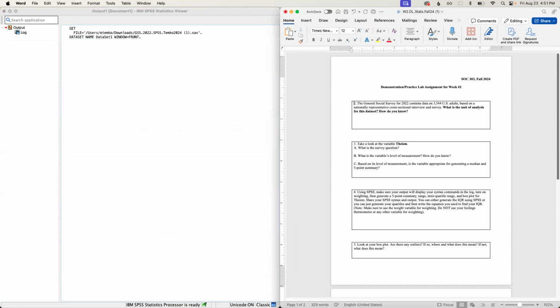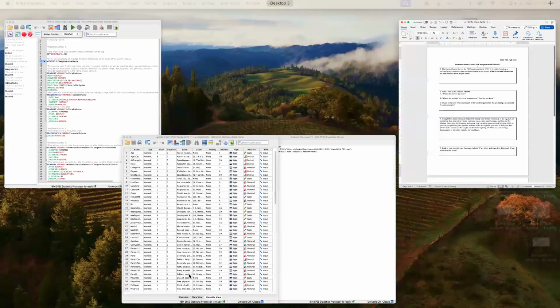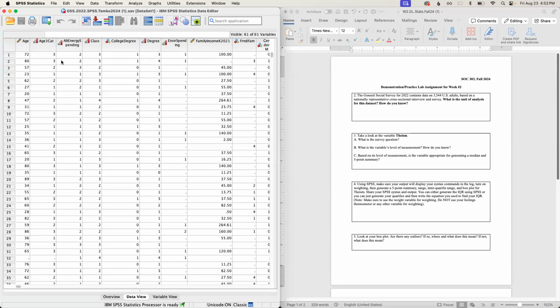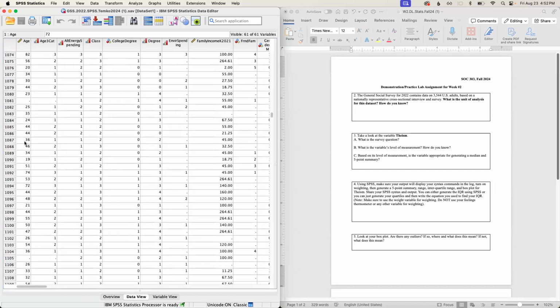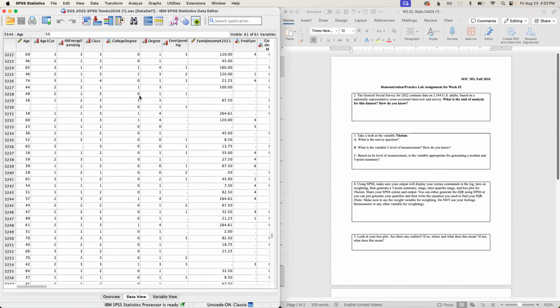Just going to erase that. So next it says the General Social Survey contains data on about 3,500 US adults based on a nationally representative cross-sectional interview and survey. What is the unit of analysis for this data set? How do you know? So remember, the unit of analysis is what you are analyzing. It's what each case represents. So if I'm looking at this, these are my different variables like age, hours worked last week, gender. If I'm looking at the data view, each row is a case, and it's asking, what does each of these rows represent? What do I have in this case? Just over 3,500 cases of what?